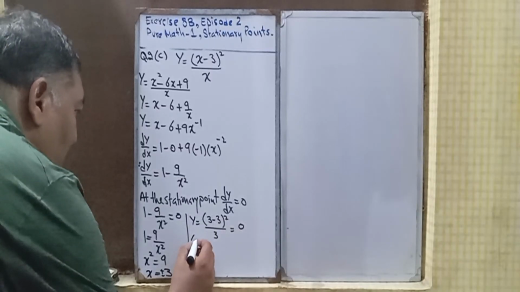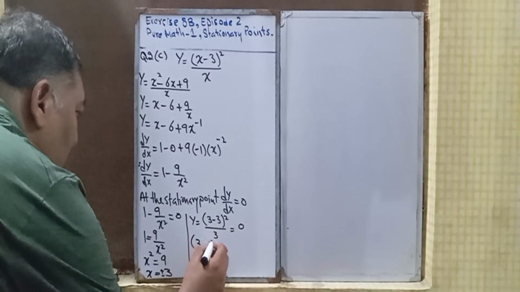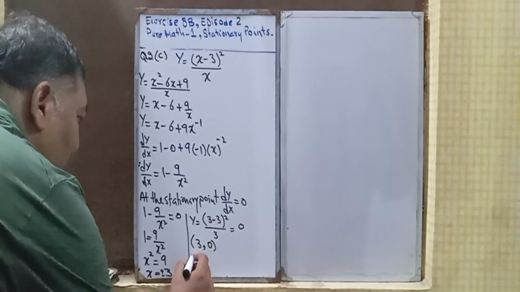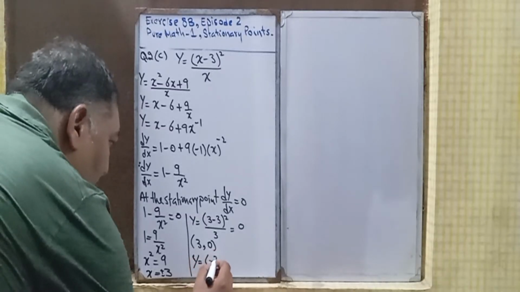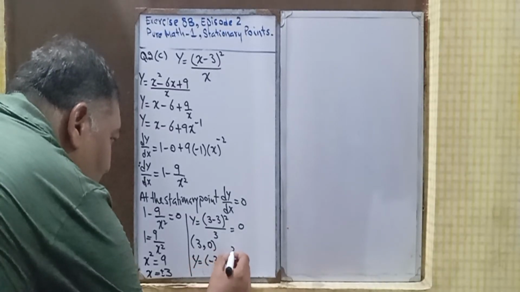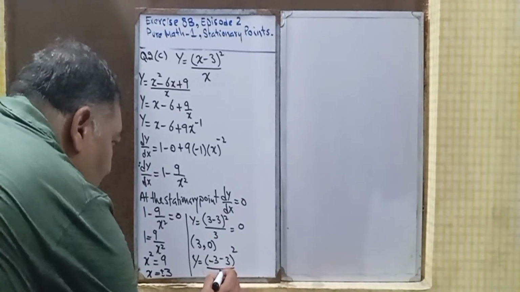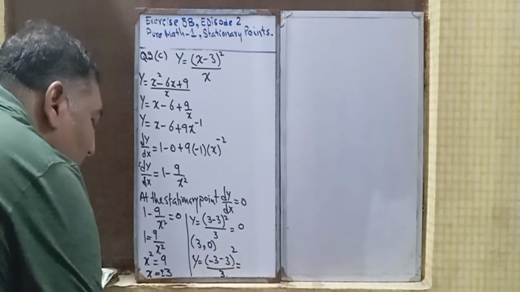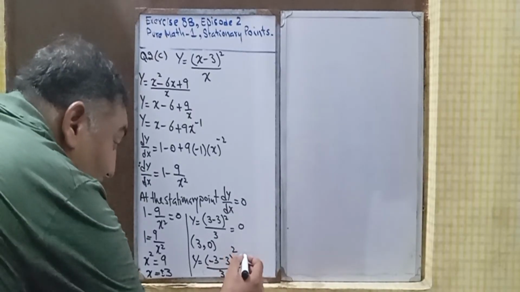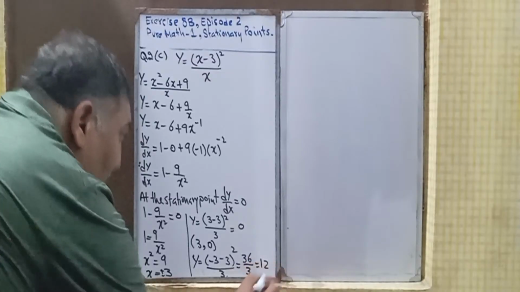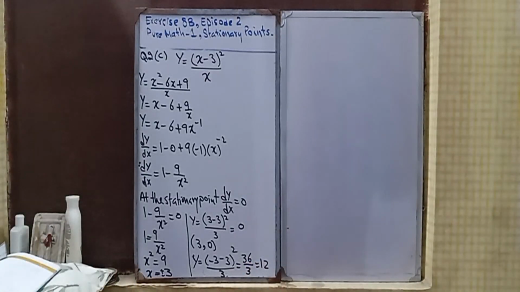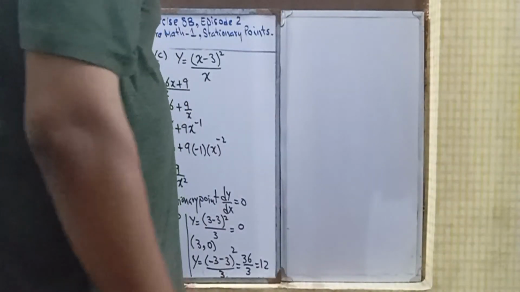So the first coordinate will be 3 comma 0. Then I will put minus 3, so that will be equal to y equals minus 3 whole square divided by 3. So this is minus 6. Minus 6 square is 36. 36 by 3, so that is 12. So the one stationary point is 3 comma 0. The other one will be minus 3 comma 12.